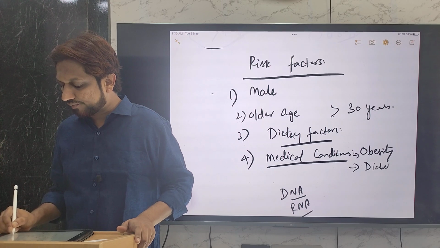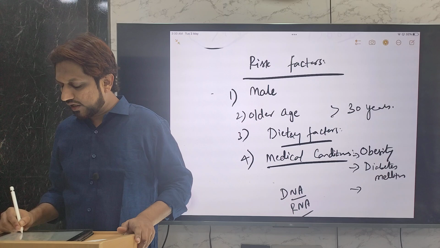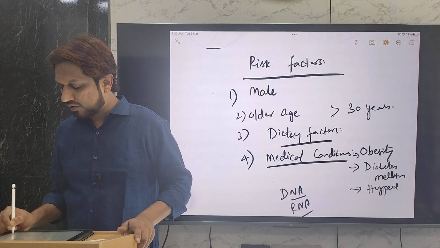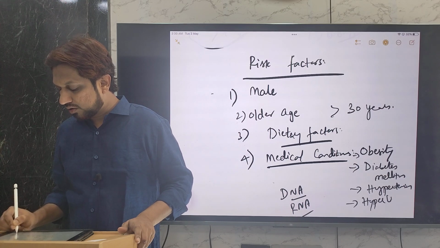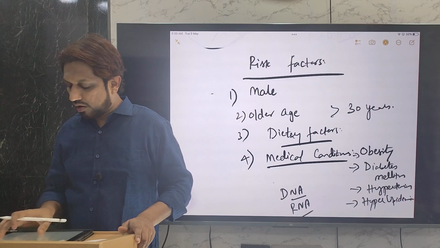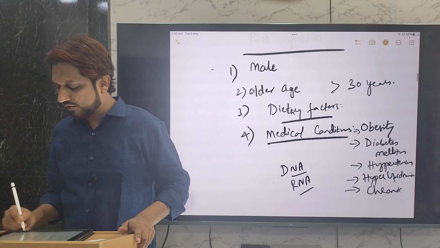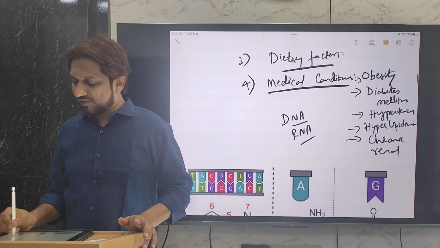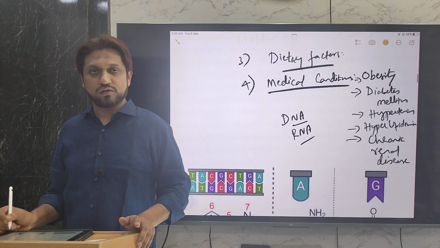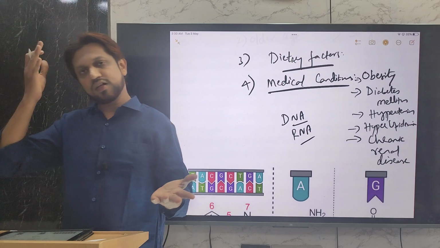Diabetes mellitus, chronic hypertension, then hyperlipidemia, and also chronic renal diseases. Because of chronic renal disease there is less excretion of uric acid. So the major cause is either increased production of uric acid or decreased excretion.